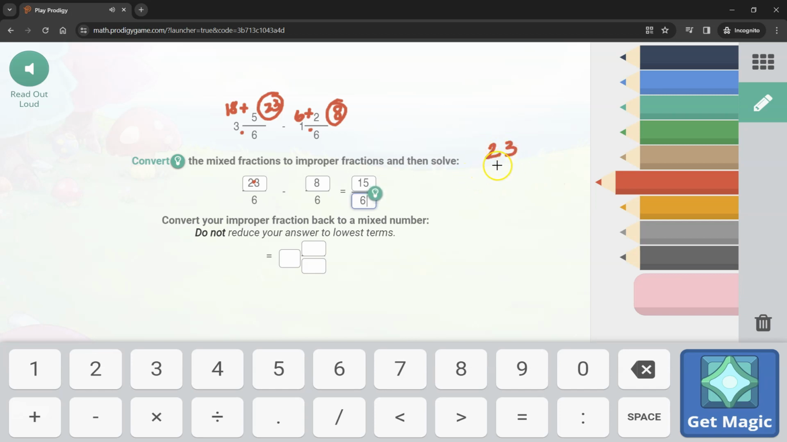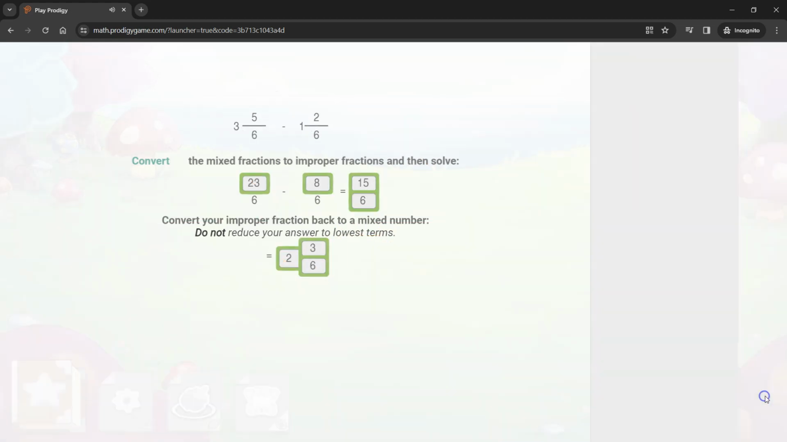Okay, and the 23 minus 8 came from here. This becomes 13. This becomes 1. So now we have to do how many times does 6 go into 15? 6 goes into 15 2 times. That gives us 12. Remainder 3. They said don't reduce it to lowest terms, so let's just leave it as 2 and 3/6. But your math teacher would want you to write 2 and 1/2.